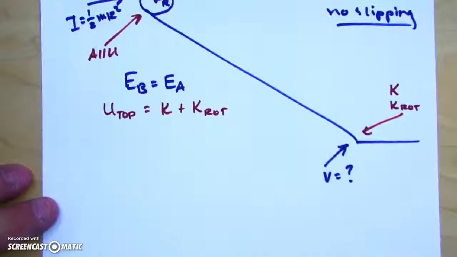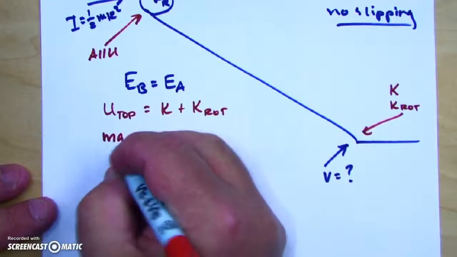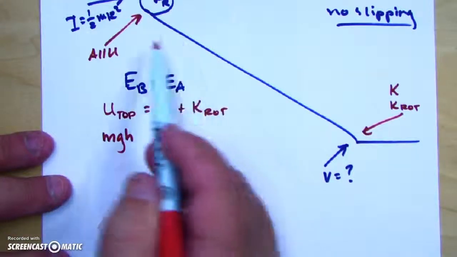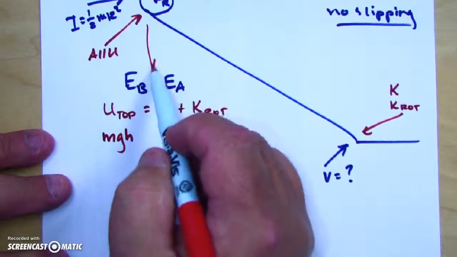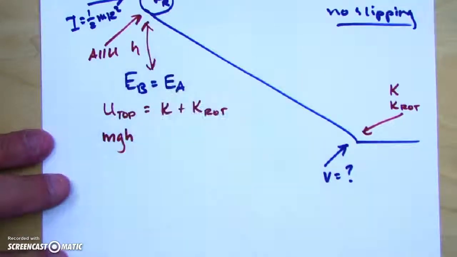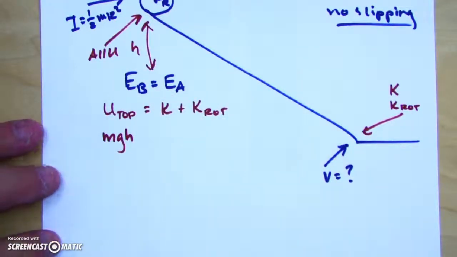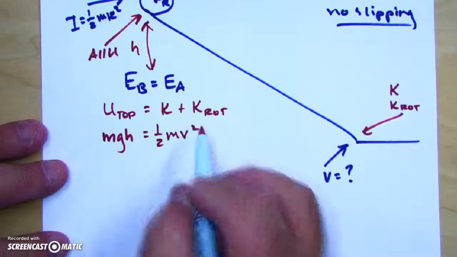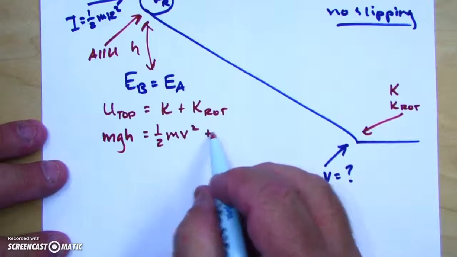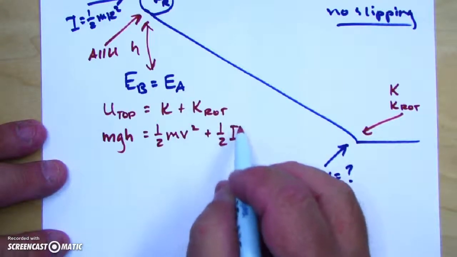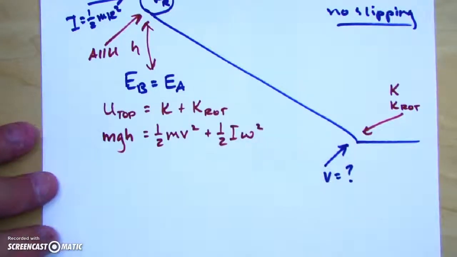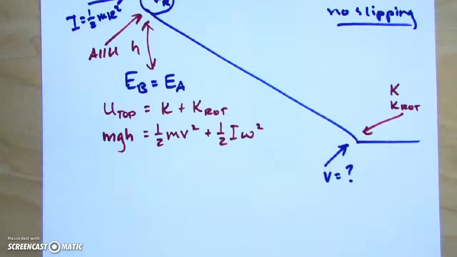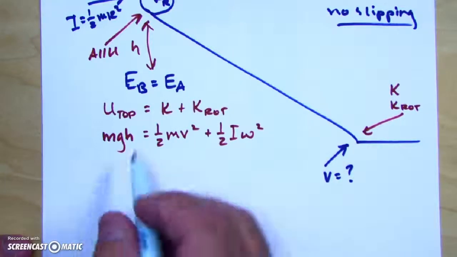Now, this is mgh. Oh, by the way, we'd have to know this height. So let's say down to the ground that's h. So mgh is going to equal 1/2 mv squared plus 1/2 I omega squared. So that's our basic, that's the physics, to be honest with you. Now it's a matter of calculating what it works out to be.